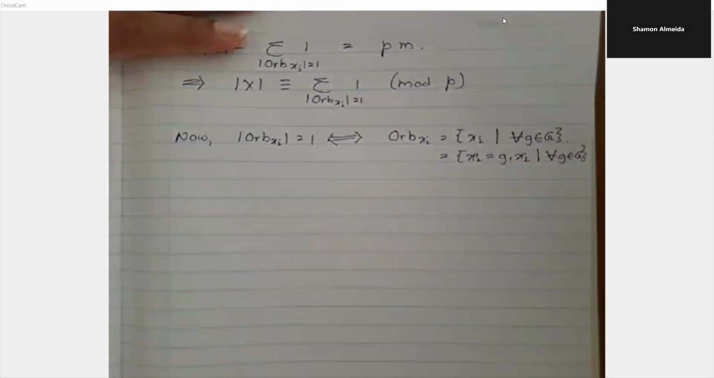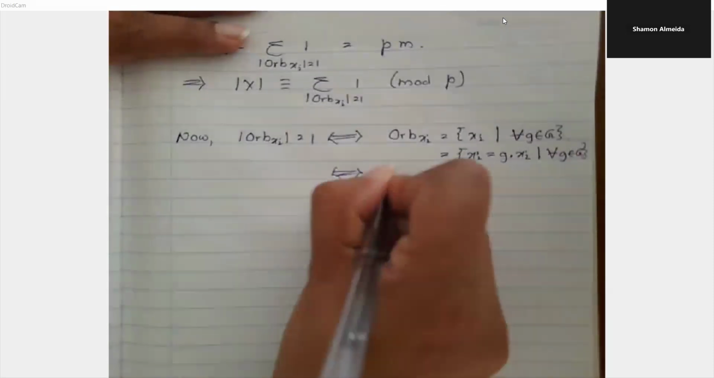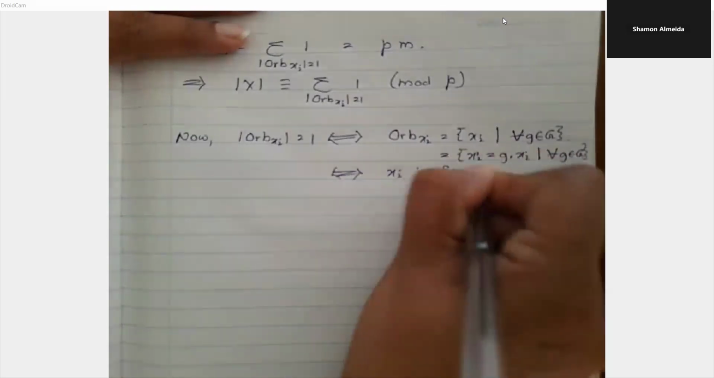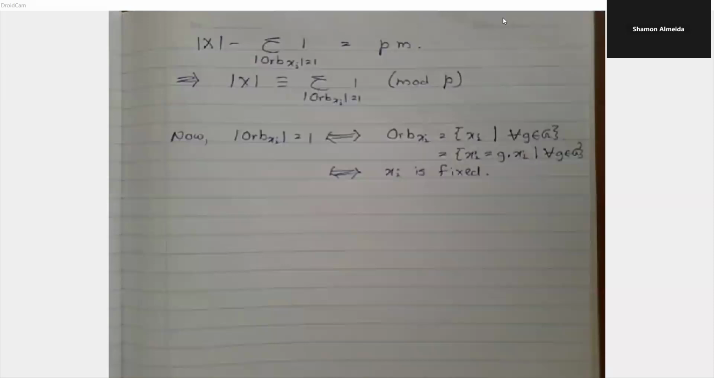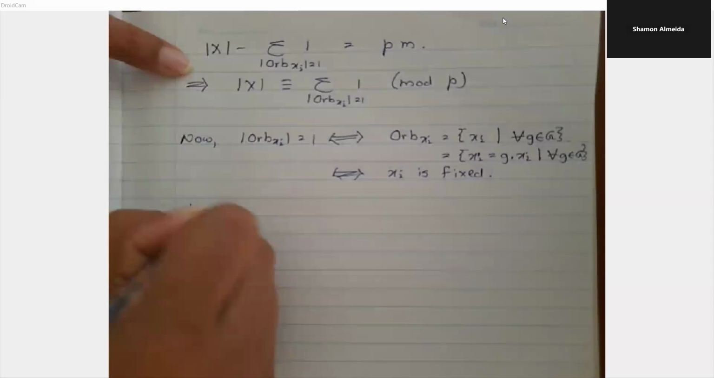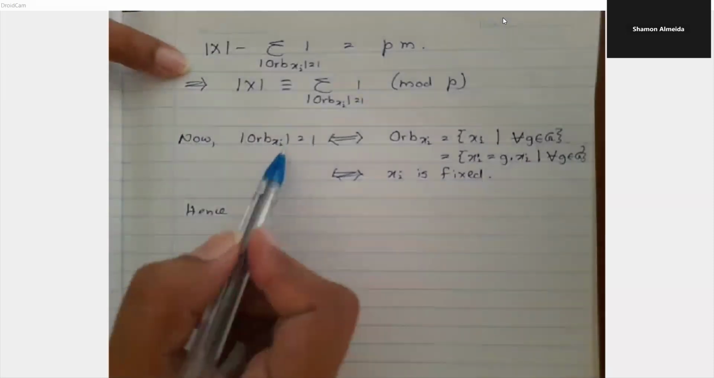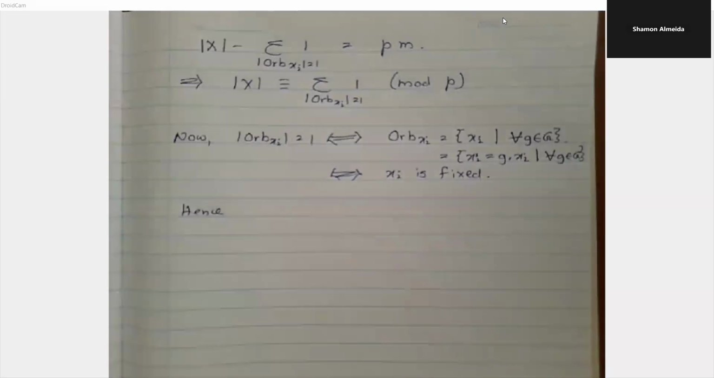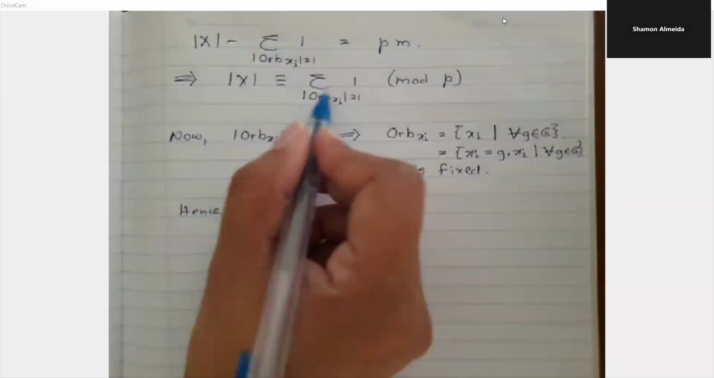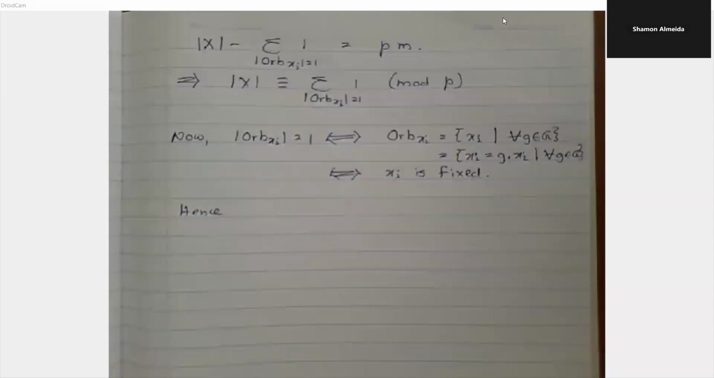So what does it mean? By definition, xi is a fixed point. Xi is fixed, right? Therefore, for each of those xi's where the order of its orbit is equal to 1, that xi is fixed. So in this summation, we contain the number of fixed points corresponding to each such orbit with order 1.